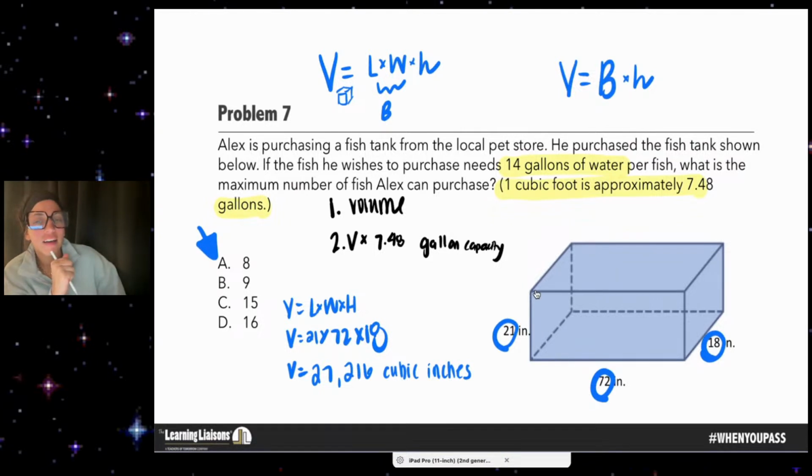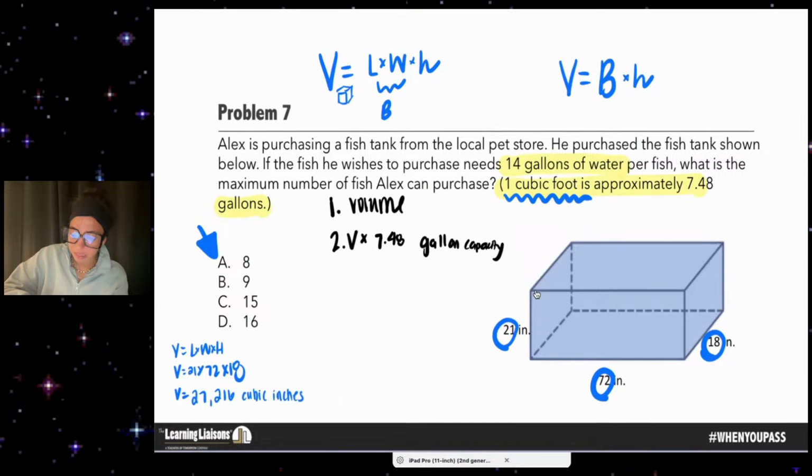However, what do we notice about that last line? 1 cubic foot equals 7.48 gallons. What did I just solve for? Cubic inches. So what I actually need to do, and I'm going to keep this work just to show you that sometimes it takes a few extra steps.